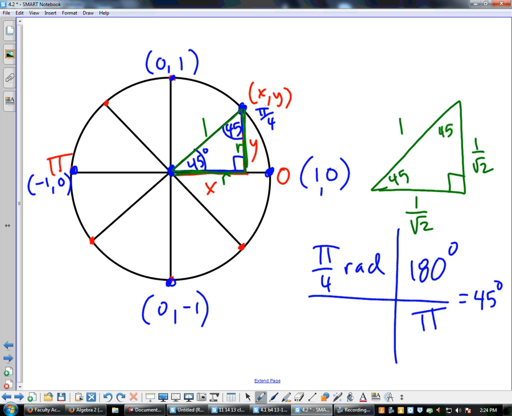We don't like radicals in the denominator. So what do we do to simplify 1 over square root of 2? All right, multiply by radical 2 over radical 2. So we get square root of 2 over square root of 4, which is 2. So we just found out that x is equal to square root of 2 over 2, and y is equal to square root of 2 over 2.